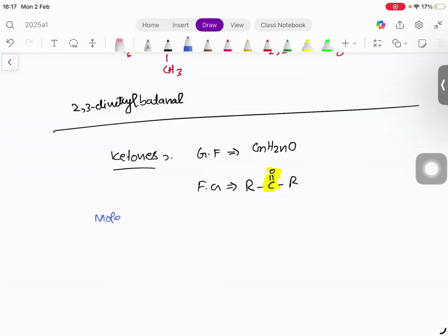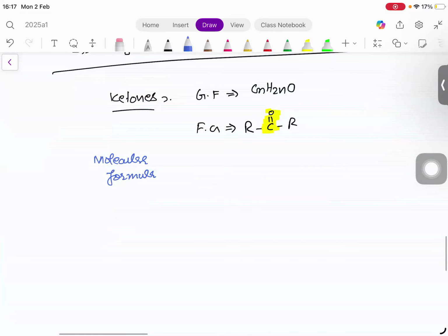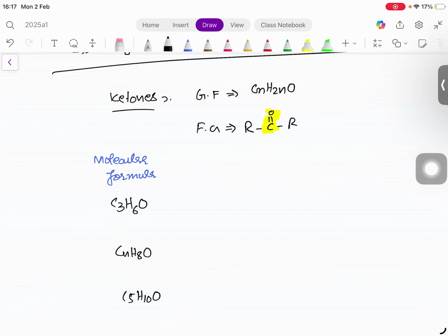Okay, molecular formula. Now, bacho, this is the situation we have already faced in the case of alkenes, where there was no member compound of alkene with one carbon. Similarly, there is no member compound of ketone containing one or even two carbons. Why? Because it should be at least 2 carbons with CO. So the first member of ketone that ever exists is C3. C3H6O. C4H8O. C5H10O.